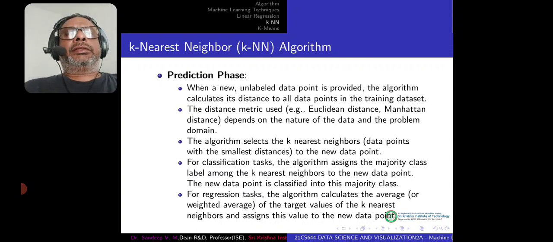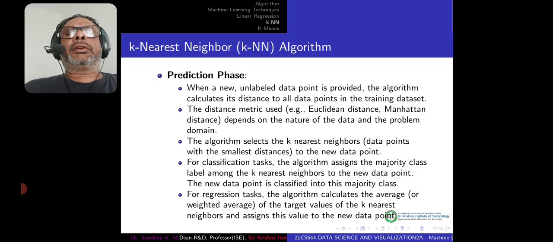In case of a regression task, the algorithm calculates the average or the weighted average, depending on the situation, of the target values of the k nearest neighbors and assigns this value to the new point.